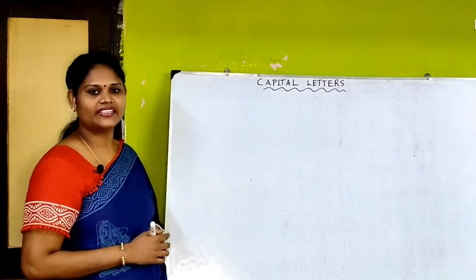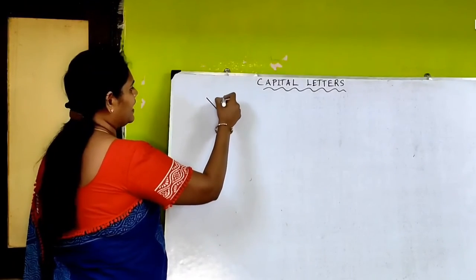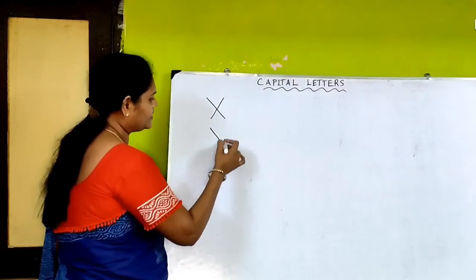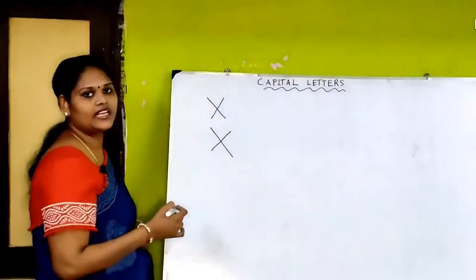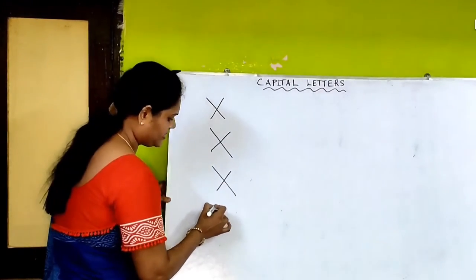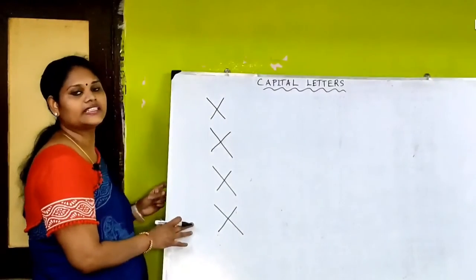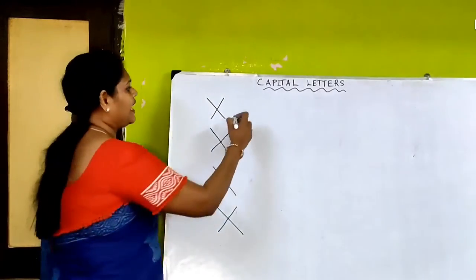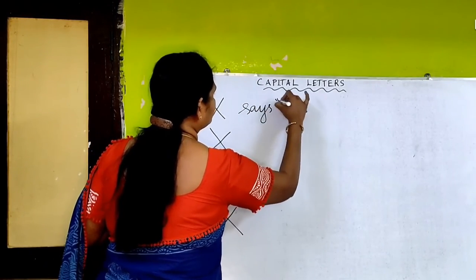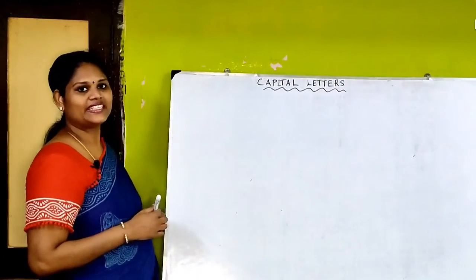Next capital letter is the letter X. Slanting line to the right and slanting line to the left. Again, slanting line to the right and slanting line to the left. This is the capital letter X. X says ex. The sound of X is what? X.